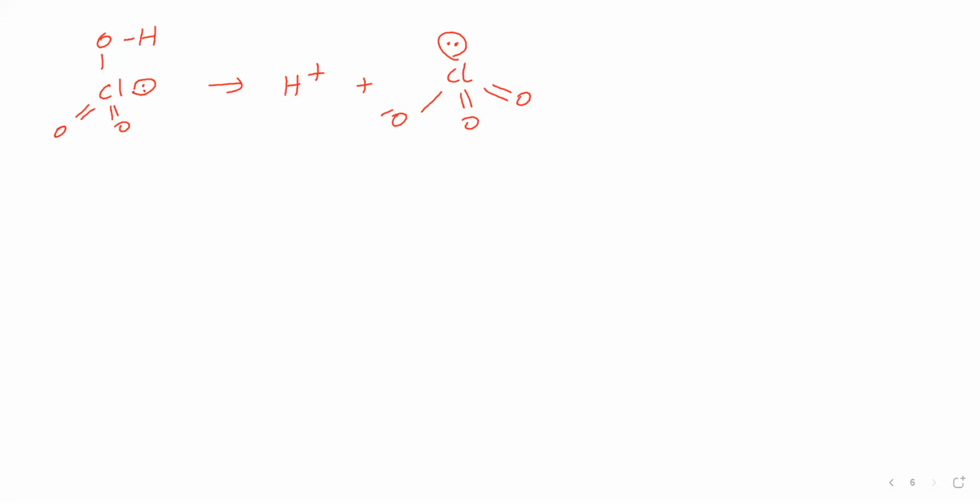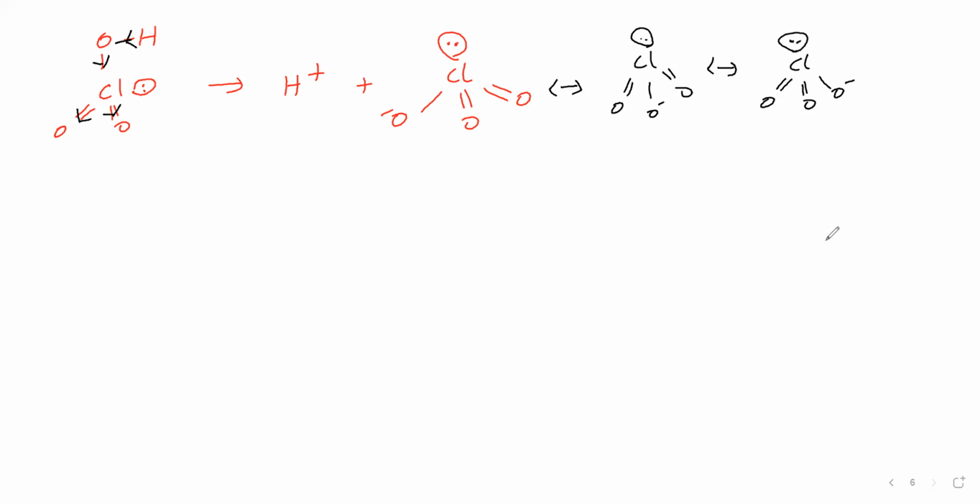Now we can say it is showing minus I effect. Bonding electron cloud moving towards oxygen. It shows minus I effect. Therefore, this bonding electron cloud moves towards oxygen, H plus is relieved. This chlorate goes for resonance. Here, how many resonance structures? Three resonance structures are possible for chlorate.